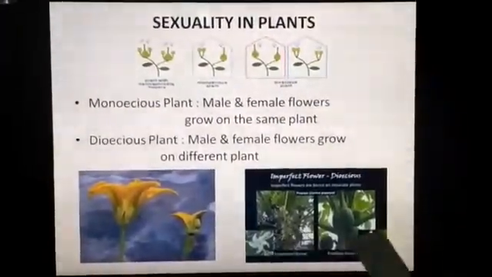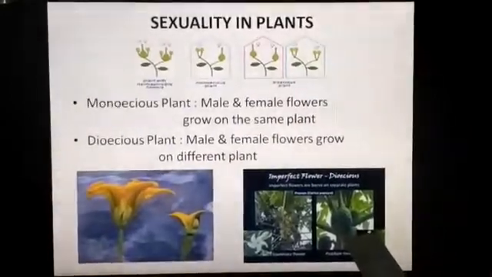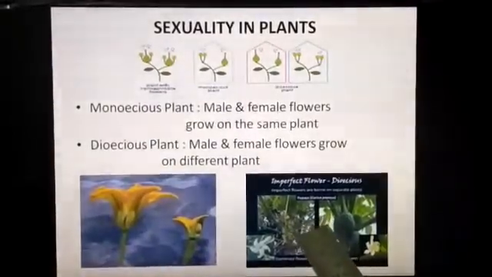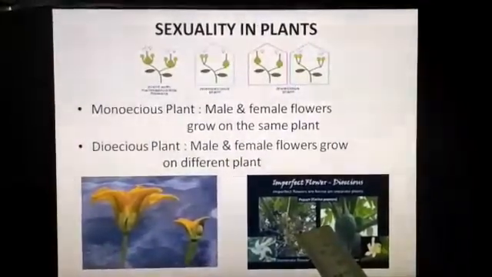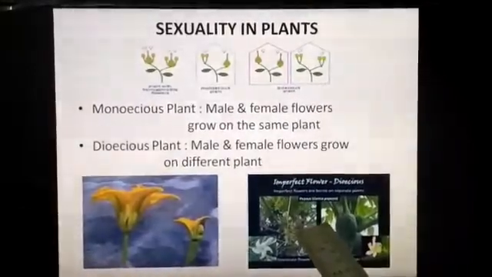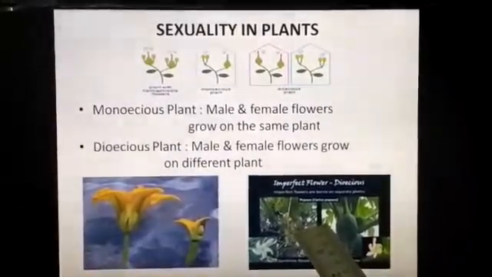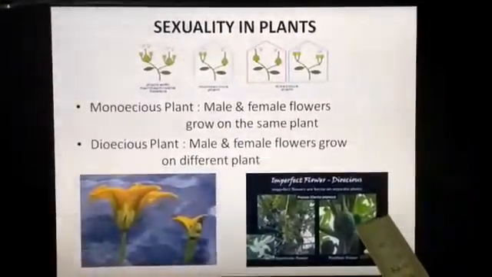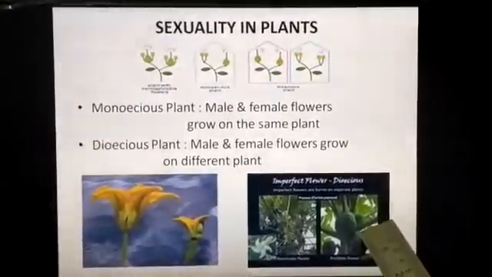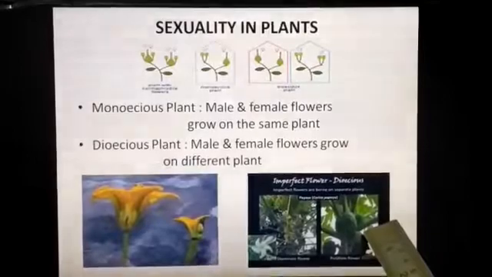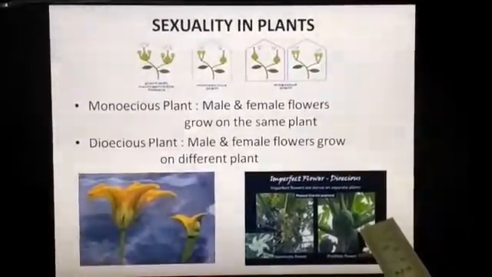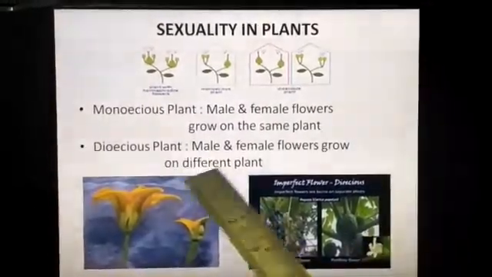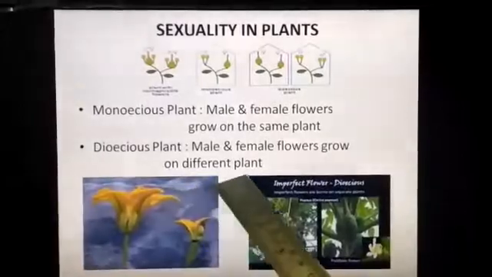Here are two plants of papaya. These are the examples of dioecious plants. Here you see there are many flowers in this plant, but fruit formation hasn't taken place. It means this plant is a male plant. It contains only staminate flowers. But this papaya plant is having flowers and fruits formed. So this plant is a female plant having pistillate flowers. So papaya is a dioecious plant because it has got male and female flowers growing on different plants.